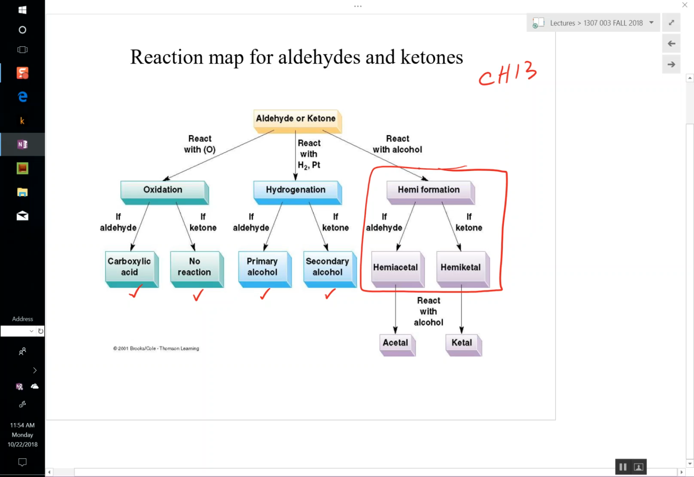Chapter 13 is there, and then you have a primary alcohol oxidizes to an aldehyde. A secondary alcohol oxidizes to a ketone. Under the category of how do you prepare aldehydes and ketones, that's chapter 13. This is a little bit more for Monday, next Monday, when you have your exam.